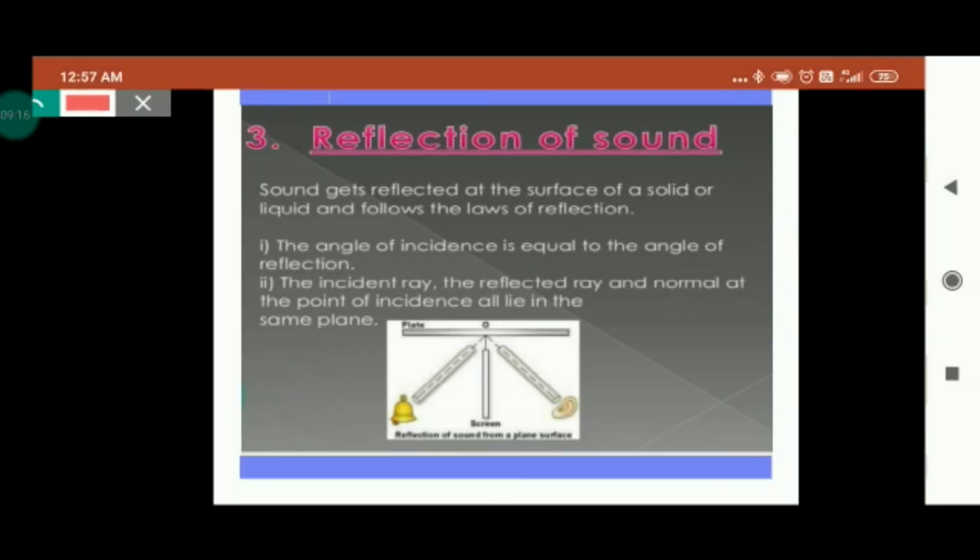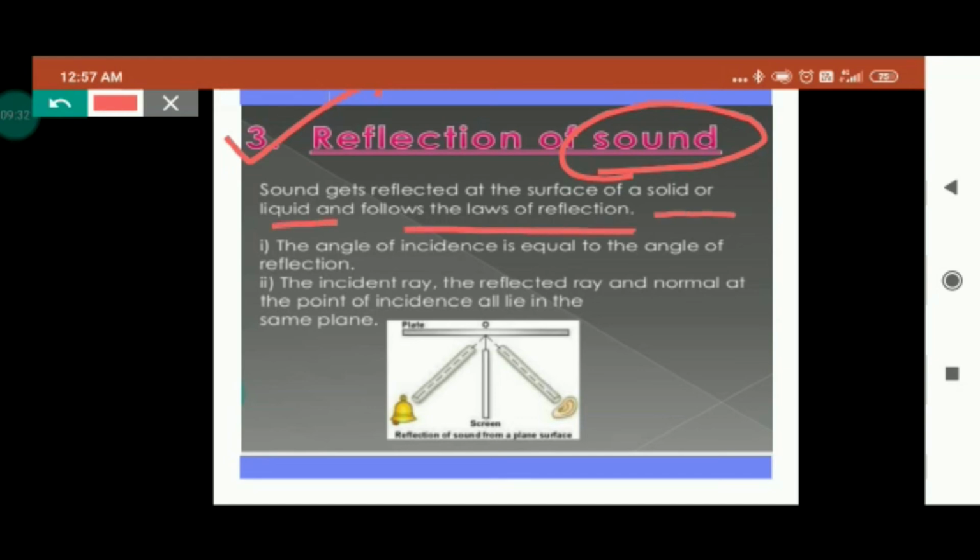Next we come to the reflection of sound. Like light, sound also undergoes reflection. The sound gets reflected at the surface of a solid or liquid and follows the laws of reflection. First, the angle of incidence is equal to the angle of reflection. For example, if the sound is coming from a bell, it reflects at the same angle to our ear. So that means the angle of incidence is equal to the angle of reflection.